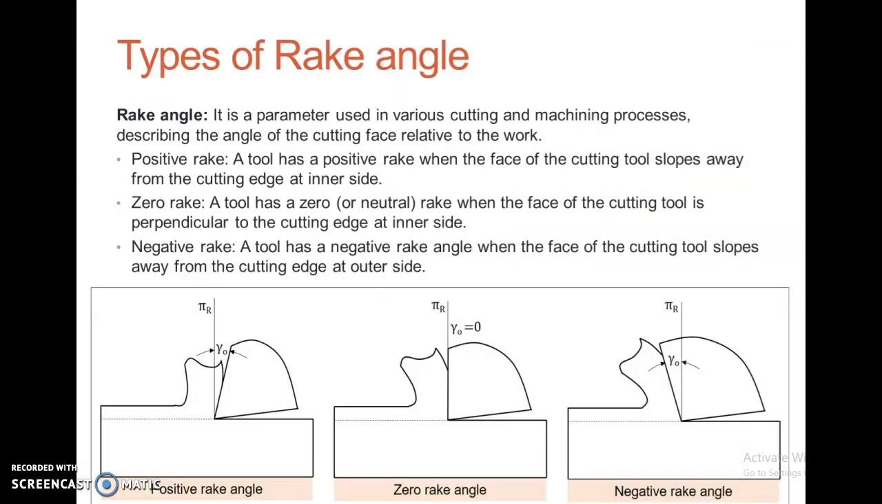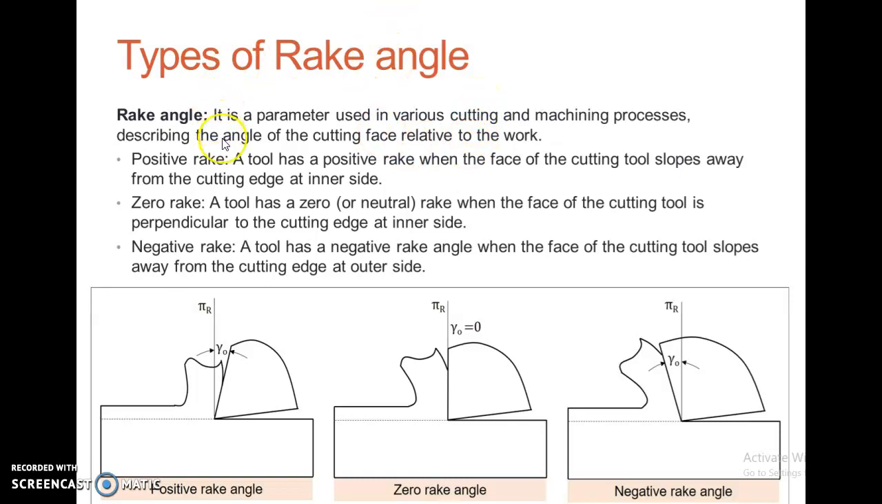Types of rake angle. What is rake angle? It is a parameter used in various cutting and machining processes describing the angle of the cutting face relative to the work. It describes the tool cutting face angle.